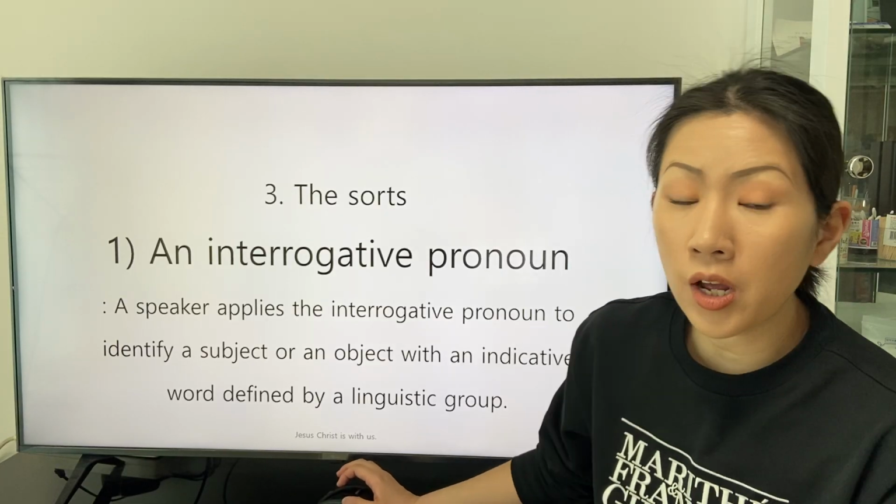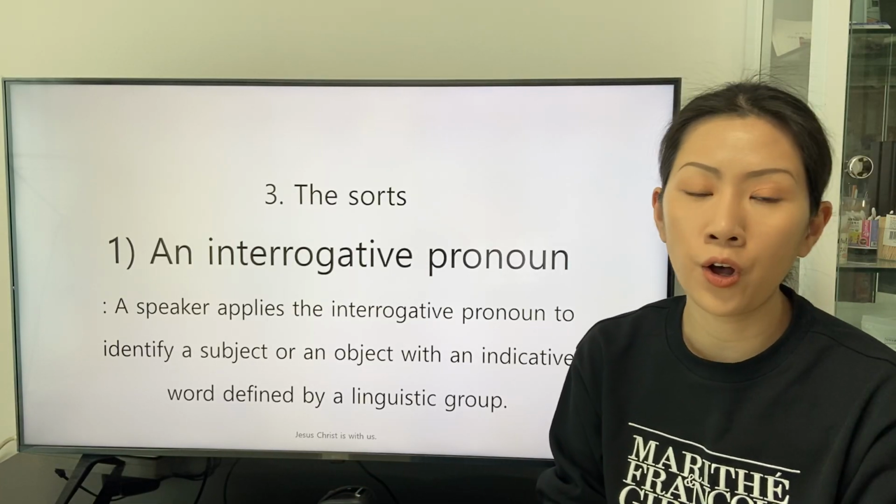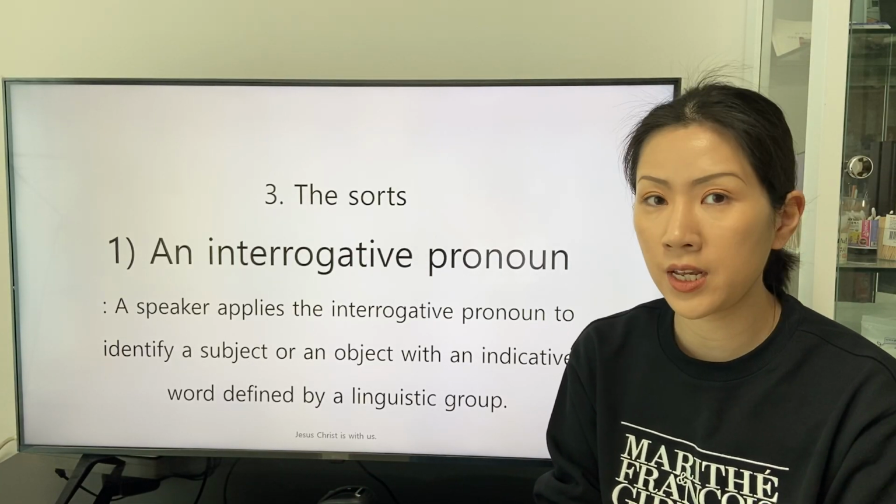Let's start to study about the search of the interrogative.